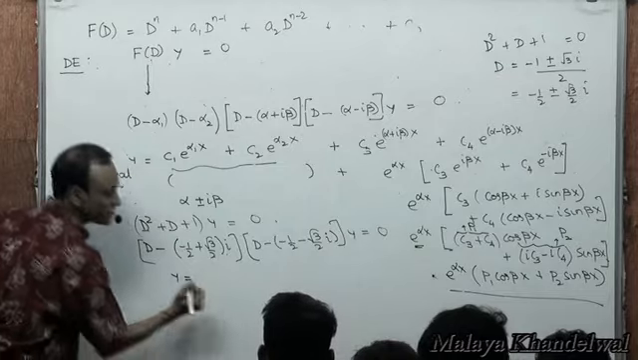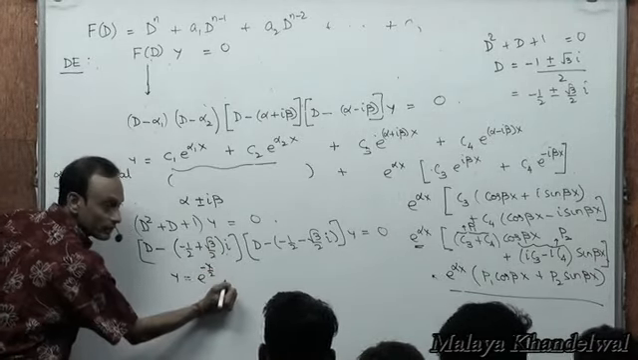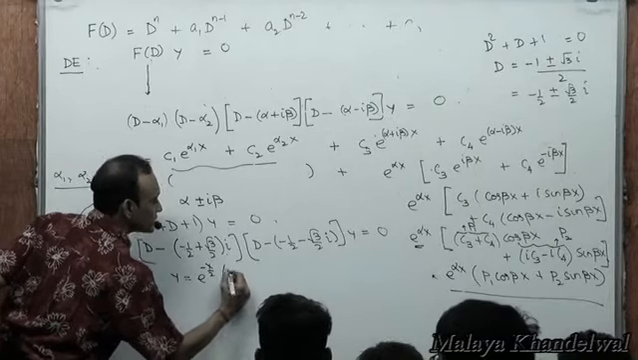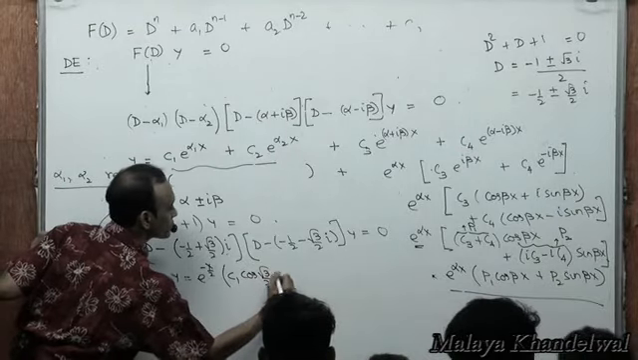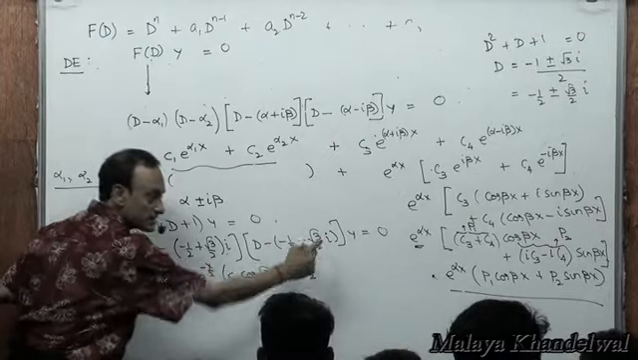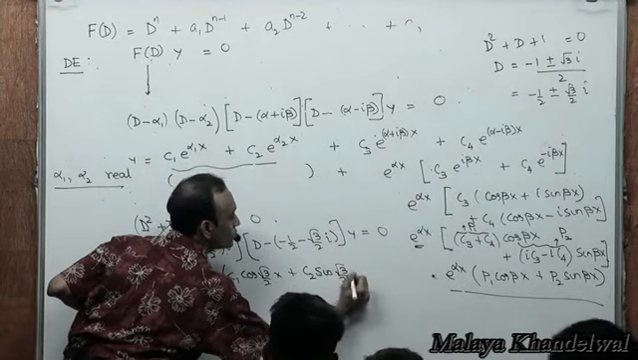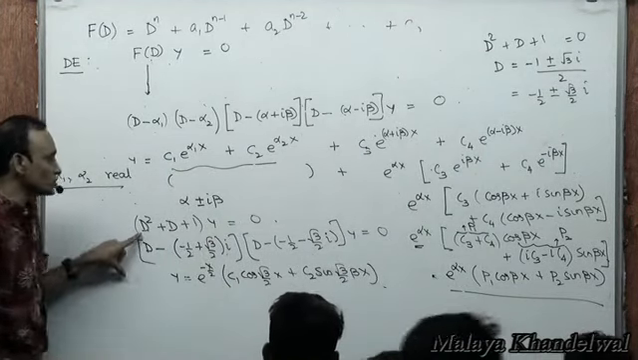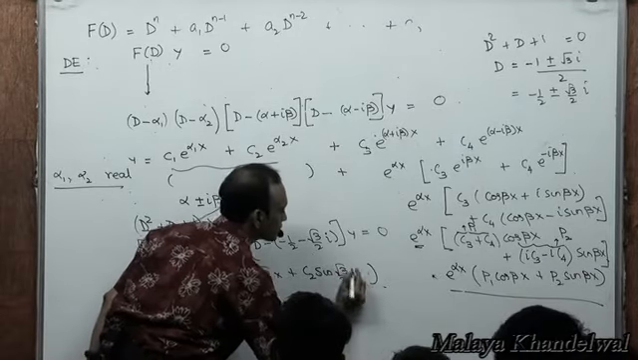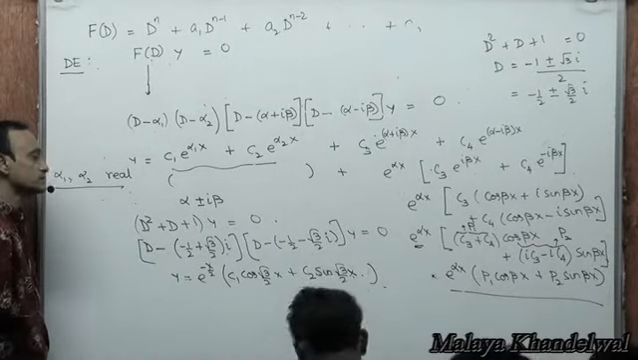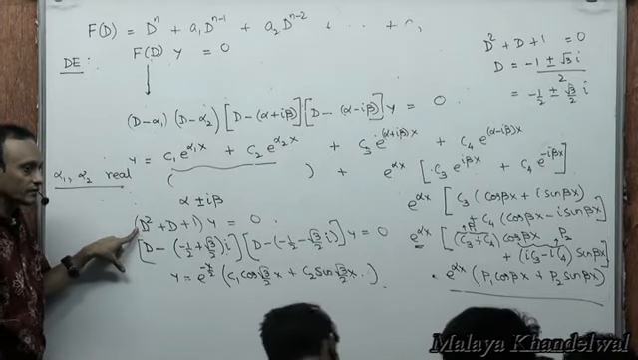So the solution to this differential equation is going to be y equal to e power alpha x, so e power minus x by 2, into some c1 cos beta x, cos root 3 by 2 x, plus c2 sin beta x, sin root 3 by 2 x. Yes or no? That will be the general solution to this differential equation. Right?